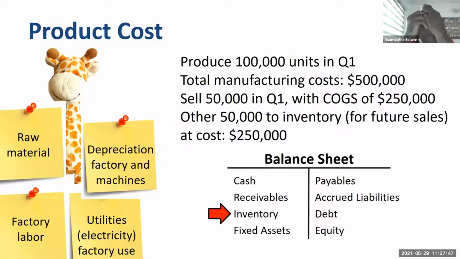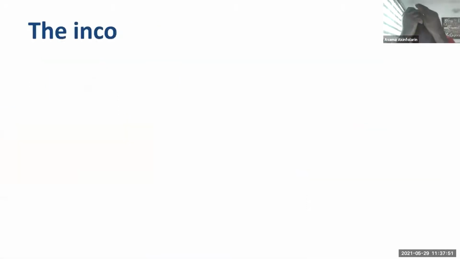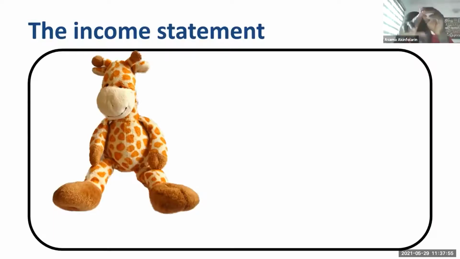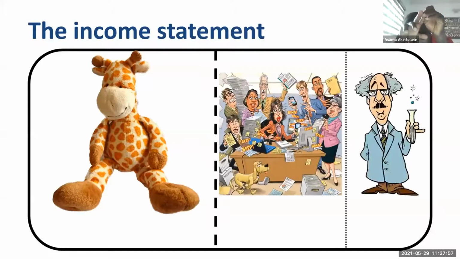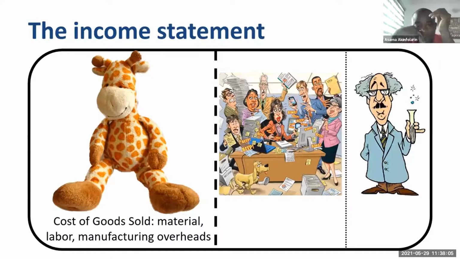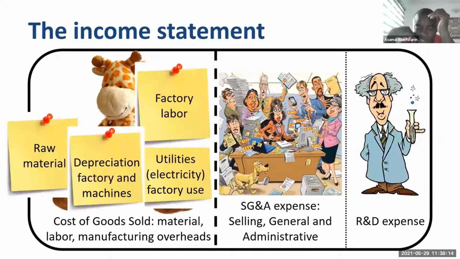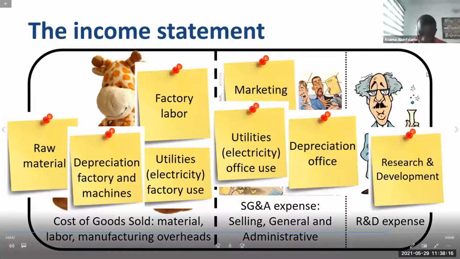Now that we have parked half of the product cost on the balance sheet, let's review the income statement. On the left are the toy giraffes that have been sold. This is the product costs of those units that have been sold, 50% of the total for each category in Q1. This is called cost of goods sold. On the right are selling, general and administrative expenses, SG&A, and research and development. We take our sticky notes from earlier on and place them in the appropriate area.